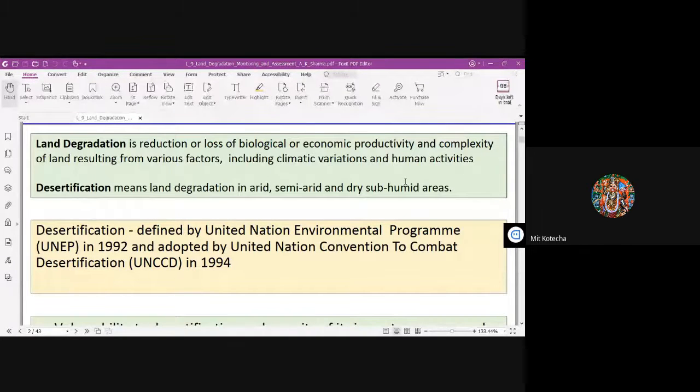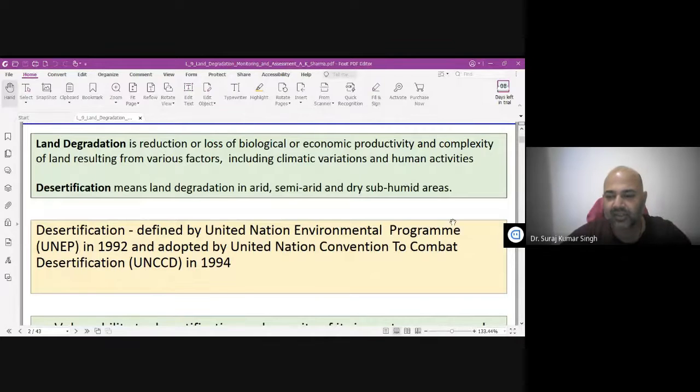Yes, sir. So today we'll take a new topic where whatever understanding that we are getting in digital image processing and spatial data monitoring will be applied, because finally whatever modeling that we are doing must be applied to some natural resources. So today's example is land degradation.